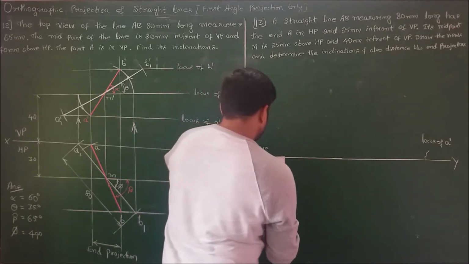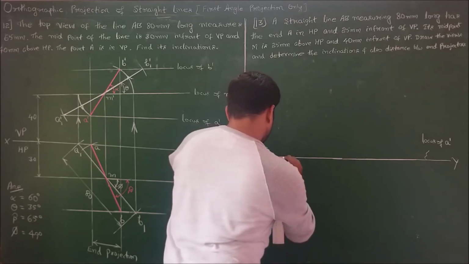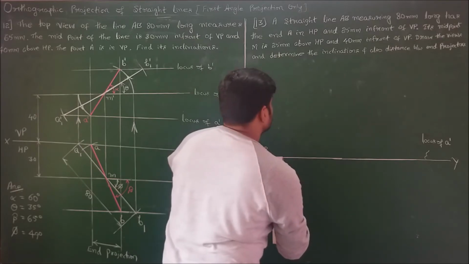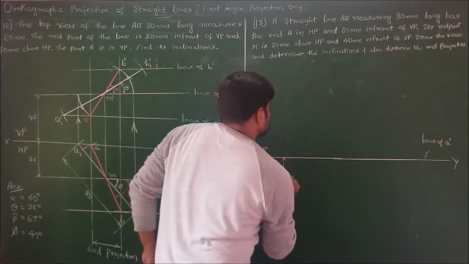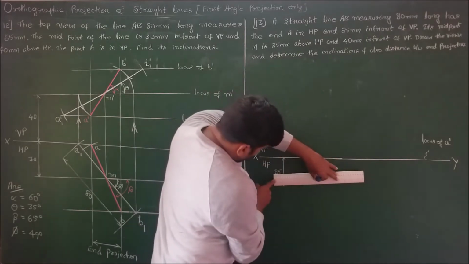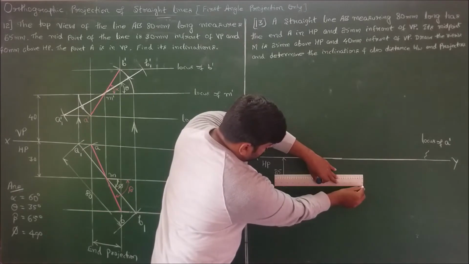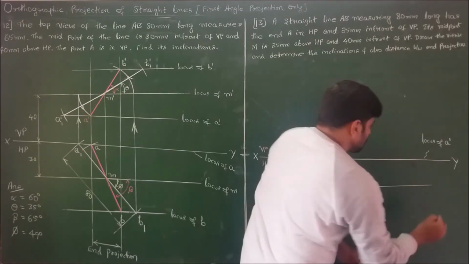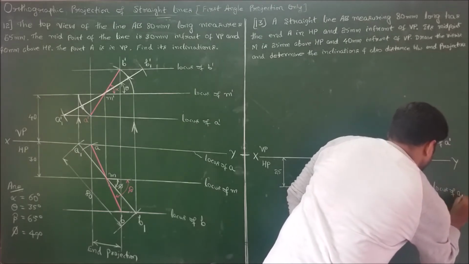And 25 mm in front of VP. So draw 25 mm in front of VP, which gives us the locus of A, which I should show in the horizontal plane. Distance is 25 mm. So you got the locus of A. Fix the locus. I got the locus of A.